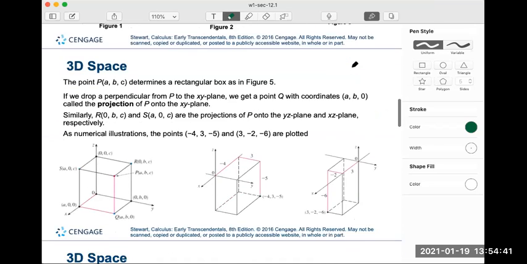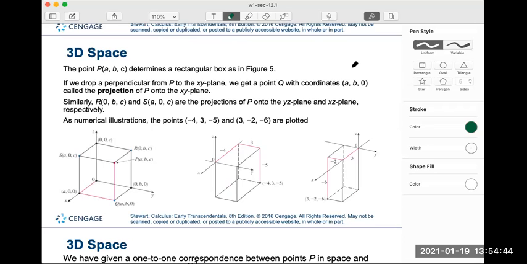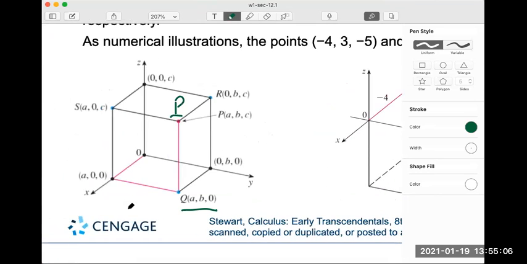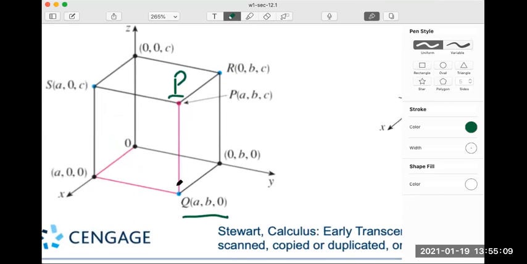So here are some examples. If we drop a perpendicular from P to the XY plane, we get the point Q. For example, here, we got the point Q here, right? Can you see it? Okay, this is a projection.